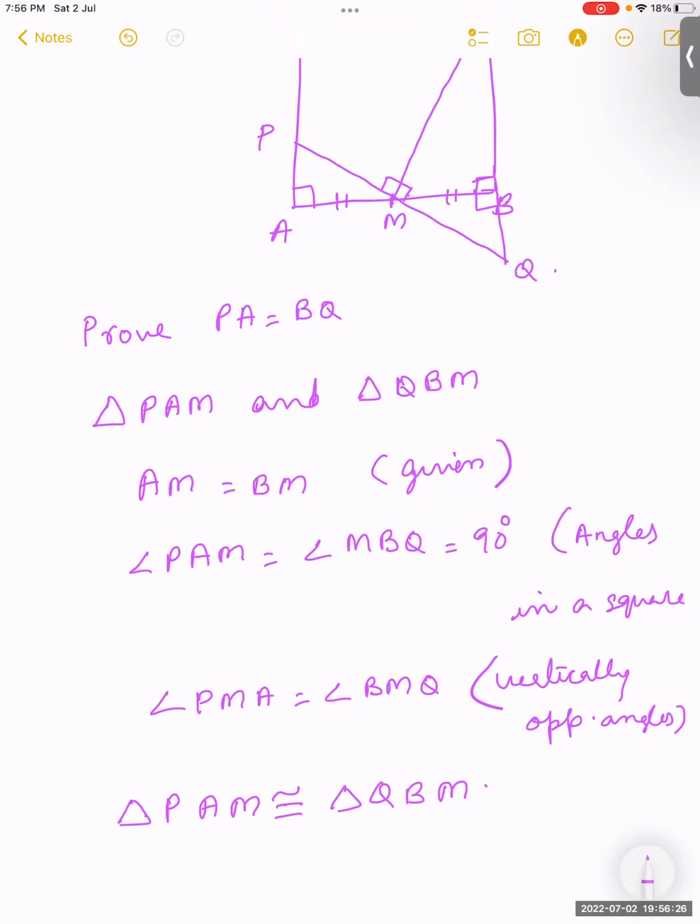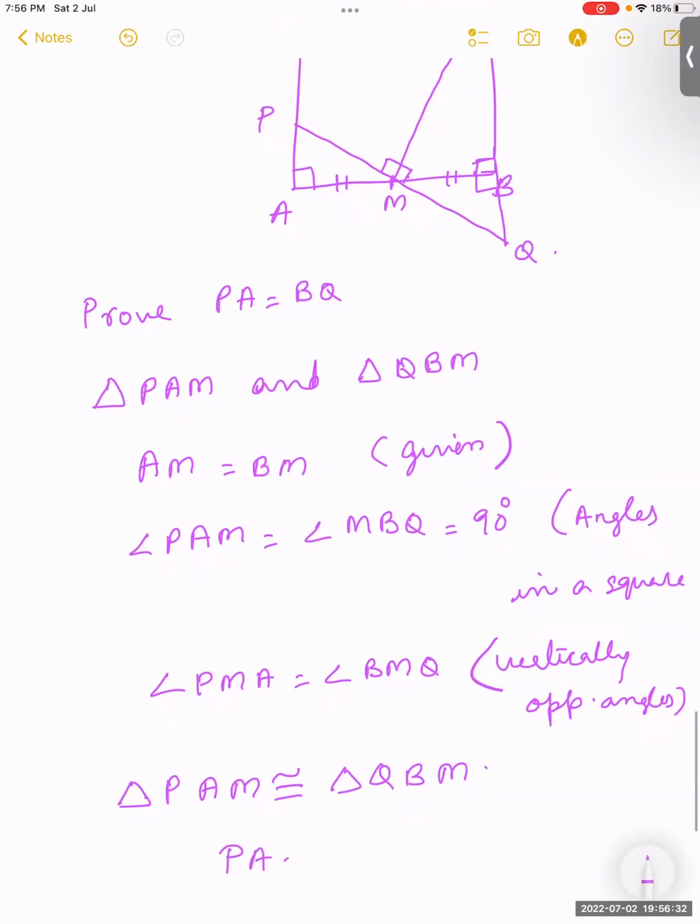That's all. So we were able to prove that these two small triangles are congruent. Based on that, PA is equal to BQ by CPCTC. PA and QB, or BQ, are equal by CPCTC. Okay, now let's do the second part.